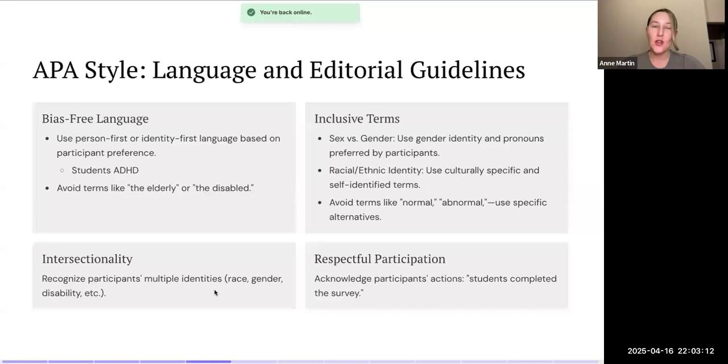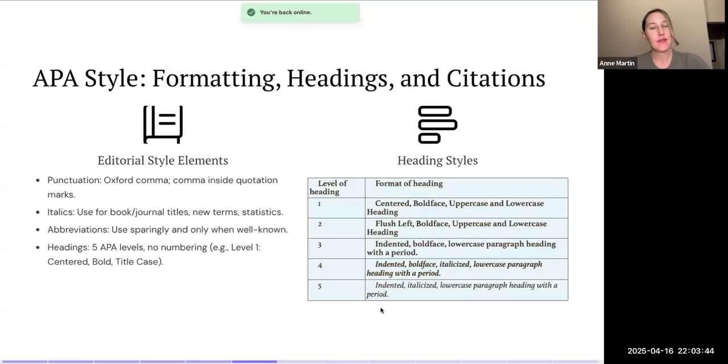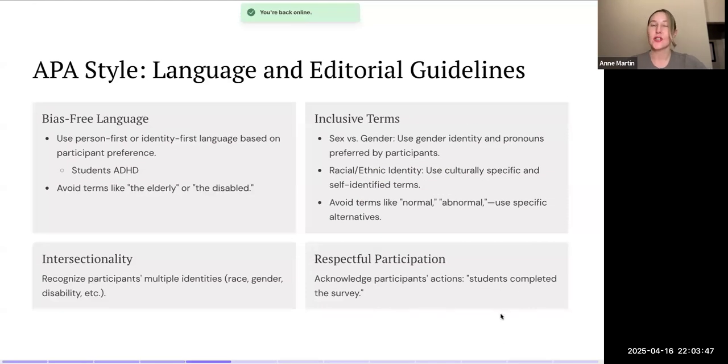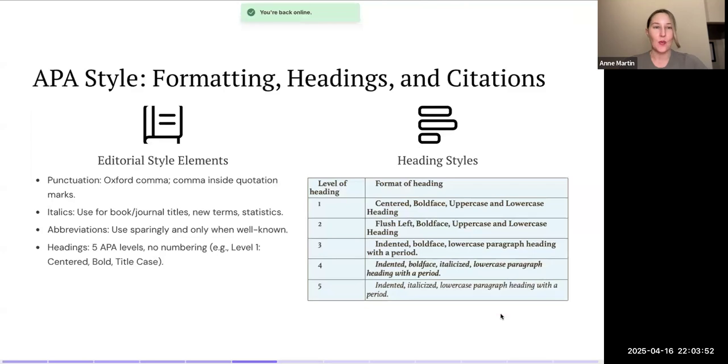In terms of intersectionality, you want to recognize all of the contours and components of participants' multiple identities: race, gender, ability status, and so on and so forth. And another way, also harkening back to using active voice, is being respectful of participants' time and acknowledging their role in the research, respectful participation. So acknowledging participants' actions, stating that students completed the survey. This is also an example of active voice versus the survey was completed by students. So try to look for that in your writing as well.